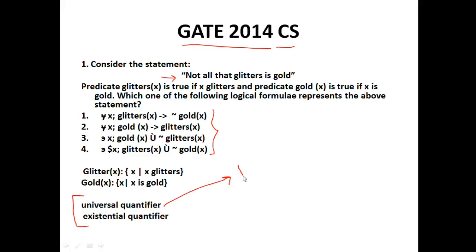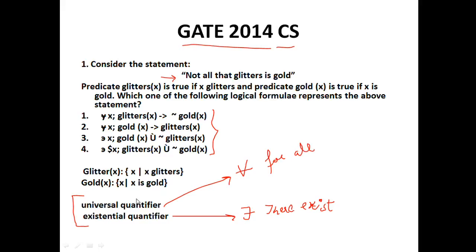So whenever we come across this symbol, it's kind of a reversed A, this symbol means for all. And whenever we come across this other symbol, it means there exists. Okay, so we have to represent a statement in the form of these two quantifier symbols.